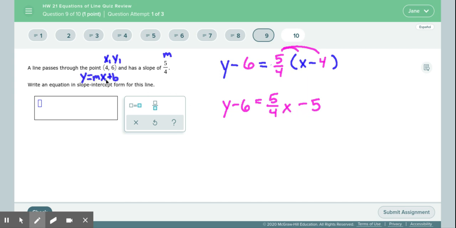Next, when I compare it to my formula, I need y by itself, and here I'm subtracting 6. So the opposite of a -6 is a +6 on both sides. So these cancel, and I'm left with y equals 5/4 x, and then -5 plus 6 is +1. So this is what I'm going to type into my box over here, because this is of the form y equals mx plus b. The slope is 5/4, which I knew from the beginning, but I had to do a little work to get the y-intercept.